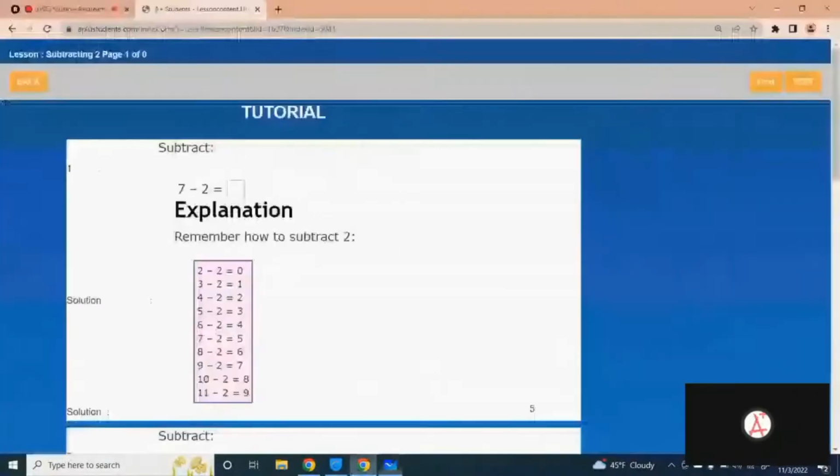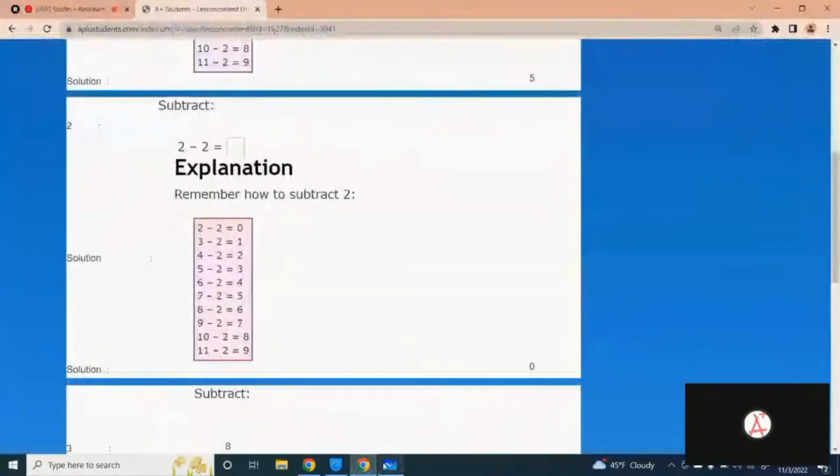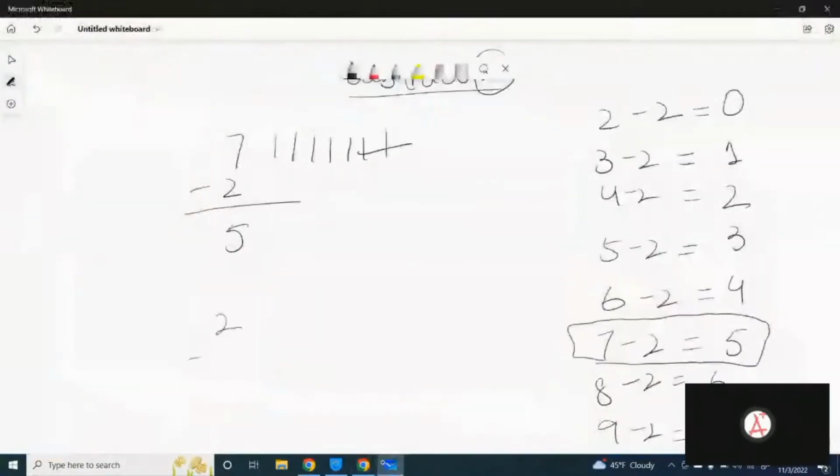Okay, the next one is 2 subtract 2. So 2 subtract 2 is, you can use any example. You have 2 balloons. You give them to your little sister. How many balloons are you left with? You are left with 0 balloons. Got it? Because you shared both of them with your sister. So you are left with just 0. Got it?